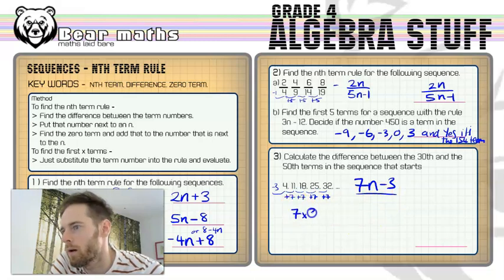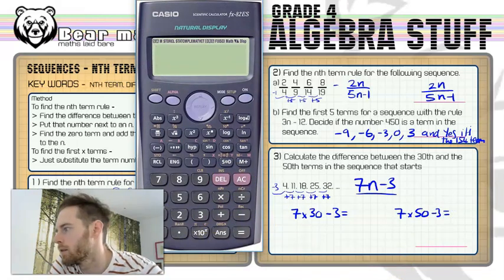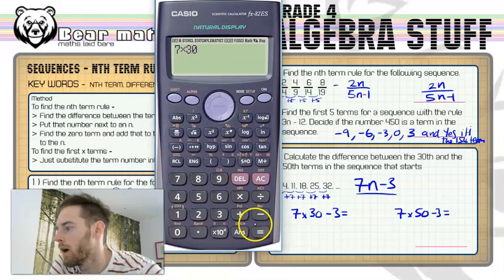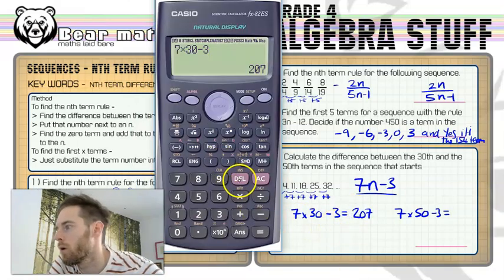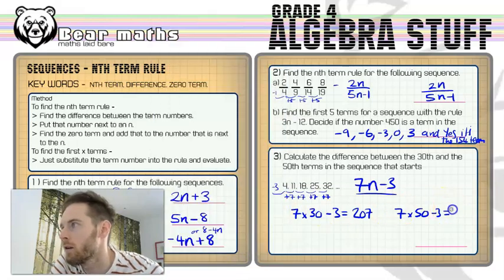So 7 multiplied by 30 minus 3 equals, and 7 multiplied by 50 minus 3 equals. Again, I'm just going to bring the calculator in to do these things a little bit quicker. 7 multiplied by 30, just move it over a little bit, minus 3 equals 207. Okay, 7 multiplied by 50, just go back in, change that 30 to a 50. Ice cream van outside, I don't know if you can hear that, 347. Okay.